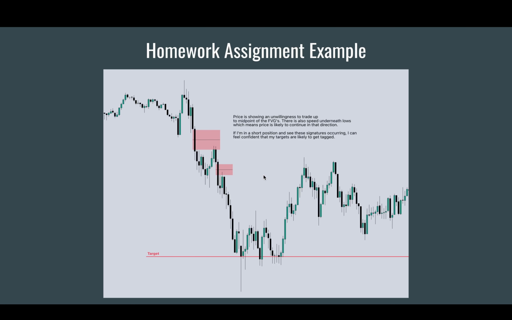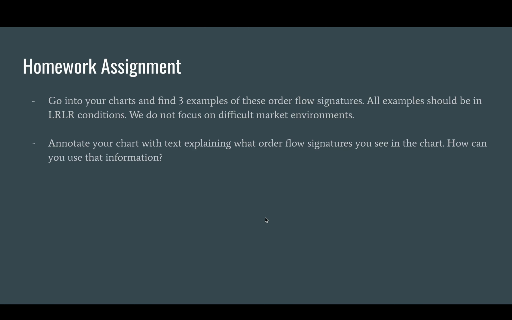This is also what I want you to do on your own chart. You need to add this part. This is crucial. You have to add the text. Here I'm writing, price is showing an unwillingness to trade up to the midpoint of the fair value gaps. There's also speed underneath lows, which means price is likely to continue in that direction. If I'm in a short position and see these signatures occurring, I can feel confident that my targets are likely to get tagged. I'll go back to the homework assignment so you can remember.